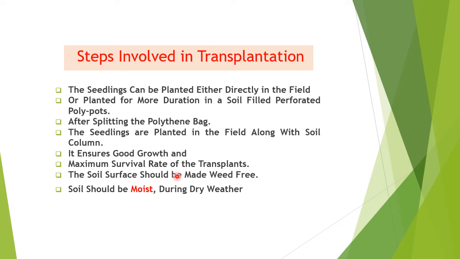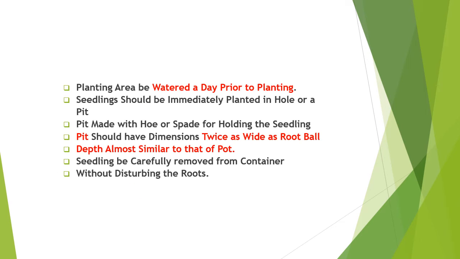The soil surface should be made weed free. Soil should be moist during dry weather, and the planting area be watered a day prior to planting. When you are replanting or transplanting, you have to take care of the field where you are growing it. It should be watered prior to planting. Seedlings should be immediately planted in a hole or a pit to avoid drying up of roots. Pit made with hoe or spade for holding the seedling.